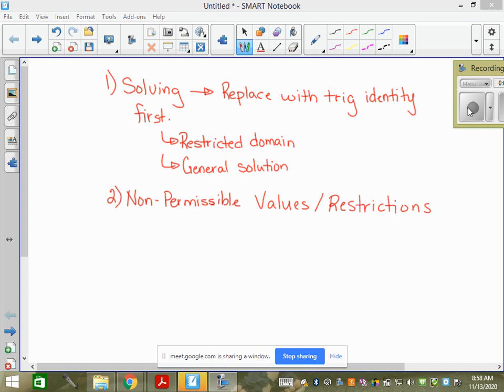English language. Okay. Non-permissible values, restrictions, you only have them when it's not a sine or a cos, right? If you have a secant, you have a non-permissible value. If you have a cosecant, if you have denominators, right? If you have sine or cos in the denominator, if you have tans, if you have cotans, all of those will get you non-permissible values.